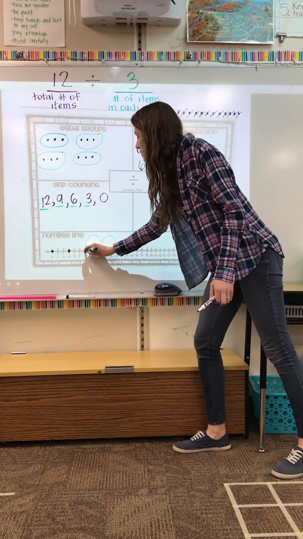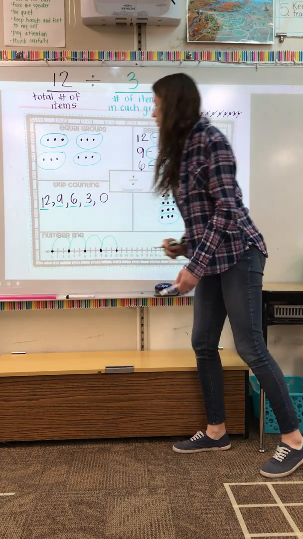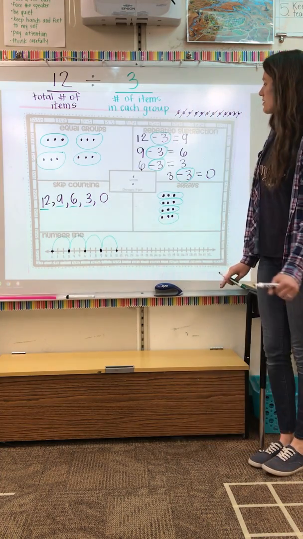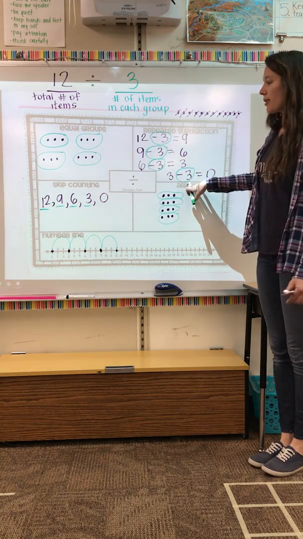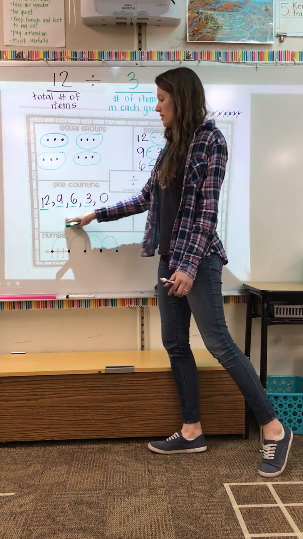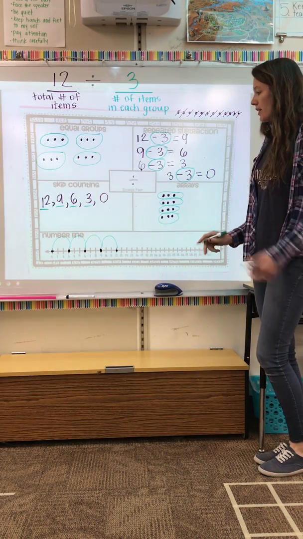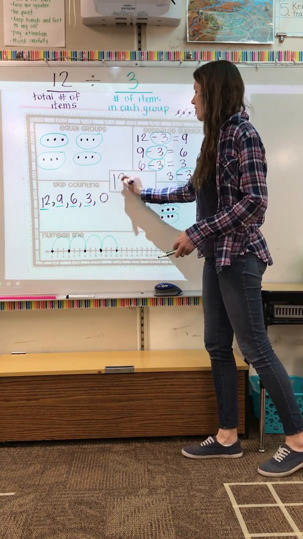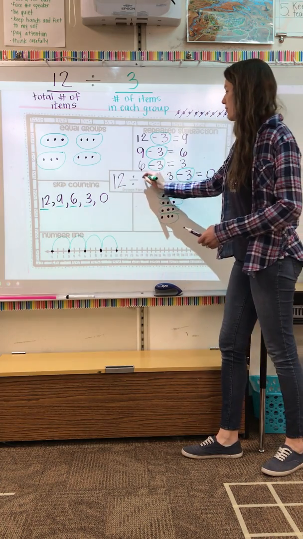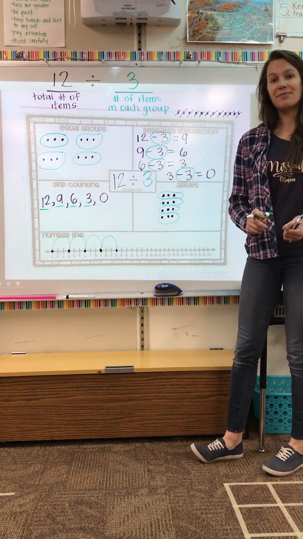1, 2, 3, 4 jumps, just like I have 4 groups. I've subtracted 3 4 times. I've skipped 4 times, and I've made 4 rows in my array. So we can say that 12 divided by 3 equals 4.